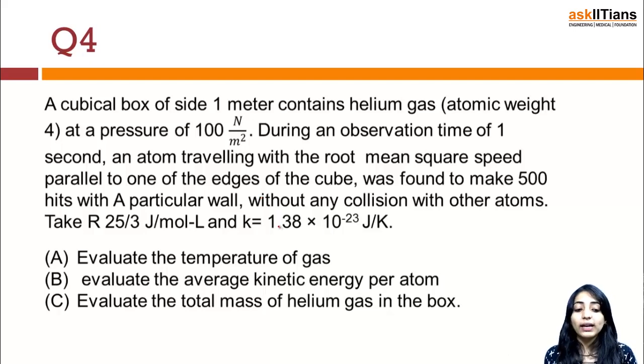It was found to make 500 hits with a particular wall. So I suppose I am choosing the right hand side wall, and if I am considering an atom coming from the left hand side, it was found to have 500 hits without any collision with the other atom. So it's not colliding with the other atom and it is simply going and striking the wall. Now he has given that take R is equal to 25 by 3 joule per mole per Kelvin and k is equal to 1.38 into 10 raised to the power minus 23 joules per Kelvin.